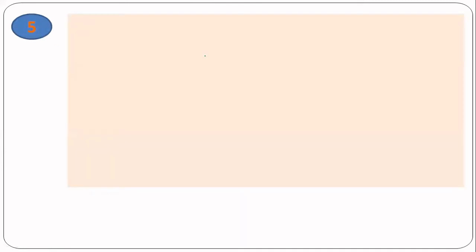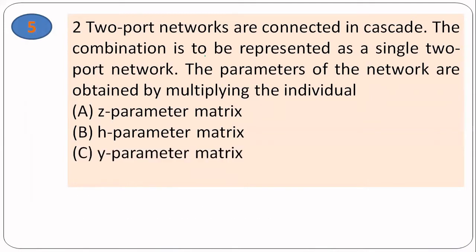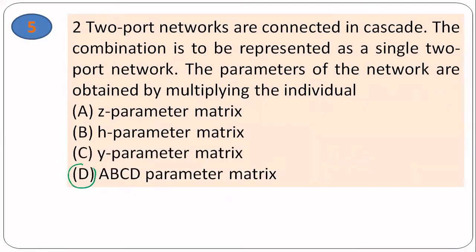The next question is about two-port networks. When they are connected in cascade, the combination can be represented by a single two-port network. The parameters of the network can be obtained by the individual ABCD parameter matrices. Okay, so it is very convenient to have the ABCD parameters, so that whenever two-port networks are connected in cascade, the parameters can be easily obtained by multiplying their ABCD parameters.